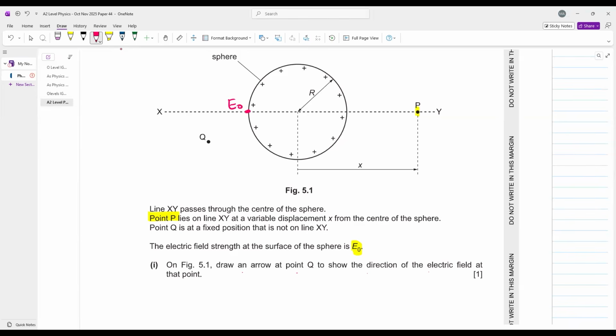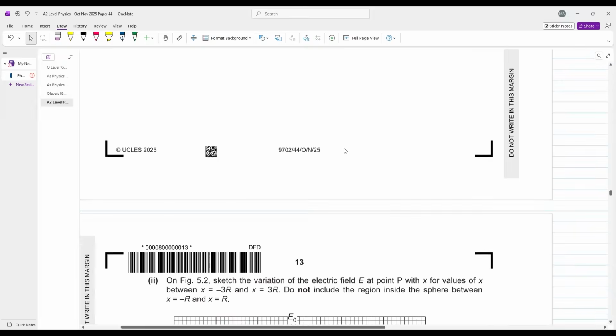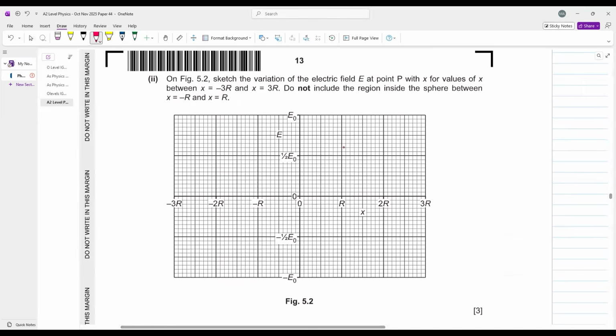Always remember, field lines come out of positive charges. So the direction of field line at point Q will be like this. Simple. Let's further move ahead. On figure 5.2, sketch the variation of electric field strength at point P with x for values of x between x equals minus 3R and x equals 3R. Do not include regions inside the sphere.